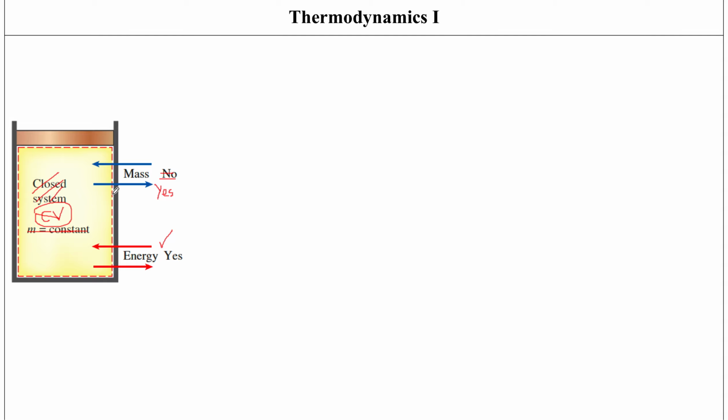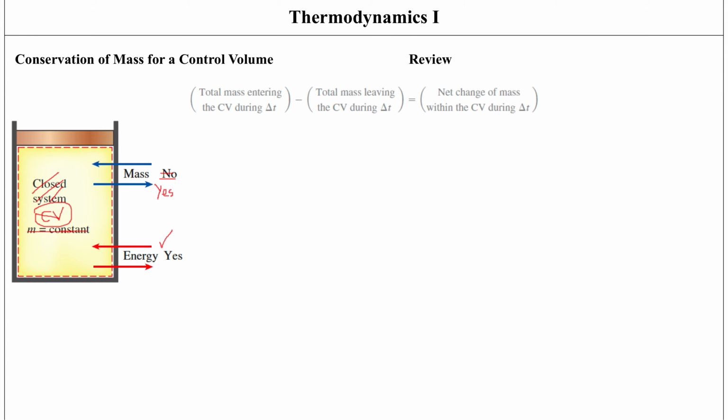Let me review what we talked about. We started talking about conservation of mass for a control volume. What it means is that the total mass that enters this control volume during a certain time, minus the total mass that leaves that control volume during the same time, is going to be equal to the net change of mass within the control volume during that time. So that is simple enough. This is called the conservation of mass principle for a control volume. And in terms of an equation, this is how we represent it.